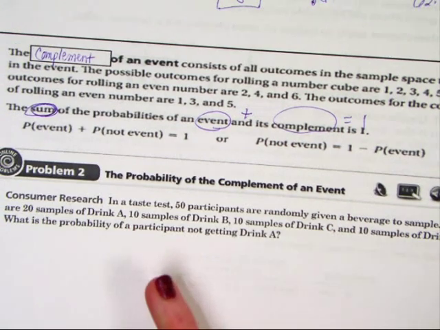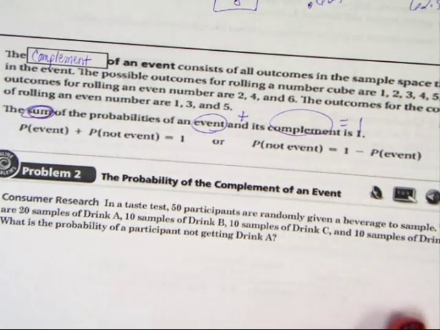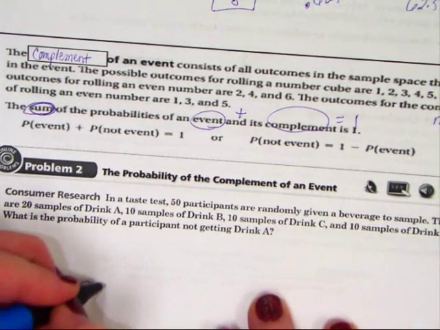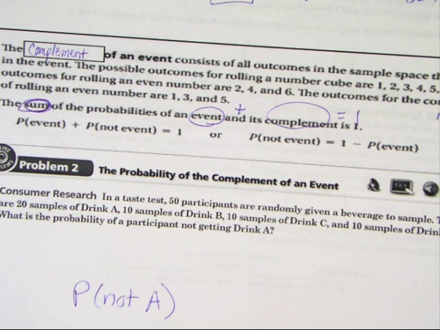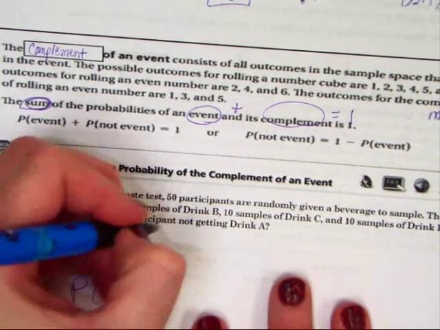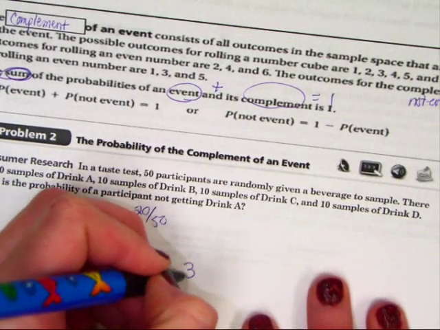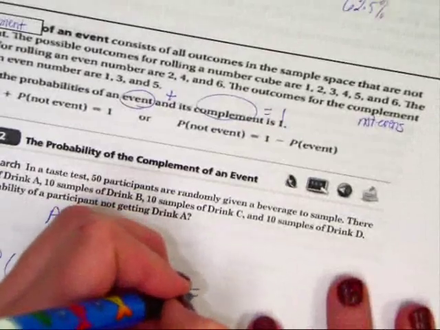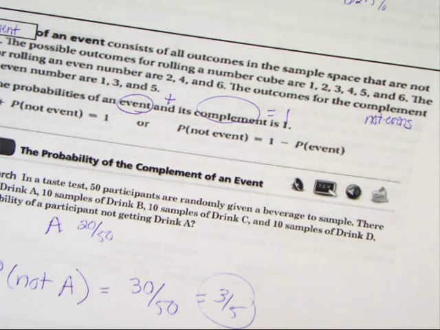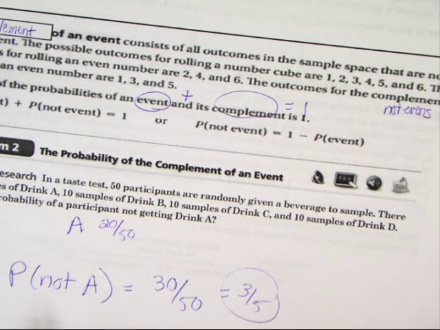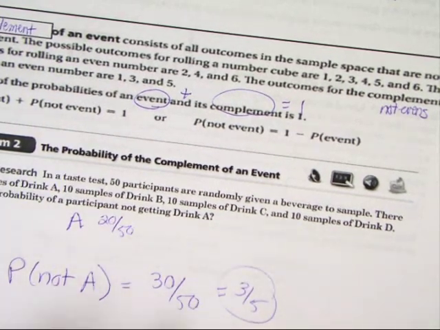All right, well, let's go ahead and look at the complement of an event. So what we're going to do is figure out the probability of not getting drink A. Since we know that the probability of getting A would be 20 out of 50, the probability of not getting A is the subtraction. It's a 30 out of 50 chance. So that would be 3 out of 5. And maybe you're wondering where I got 50 from, it's because there's 20 of A, 10 of B, 10 of C, and 10 of D. Add them up, you get 50. So if we know that A is 20 out of 50, we know its complement is 30 out of 50. So 3 over 5.